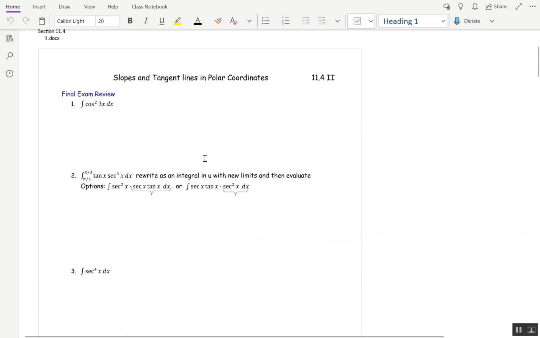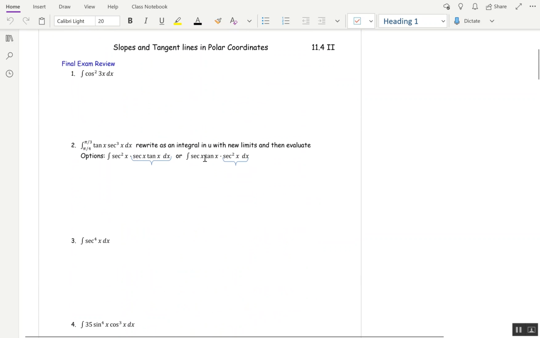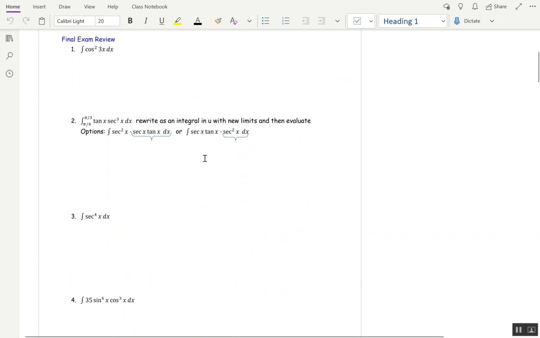I suggest you pause the video and do this whole first page on your own and practice good notation. Pretend that you were going to have to turn it in at the end, and then come back and watch.